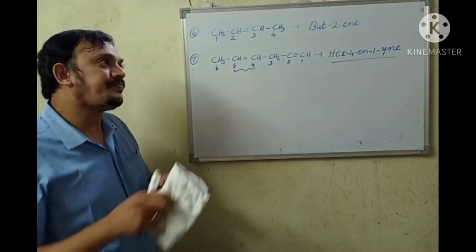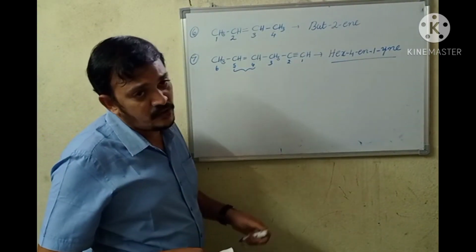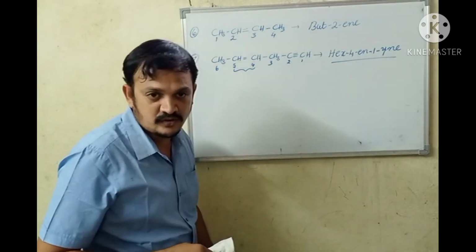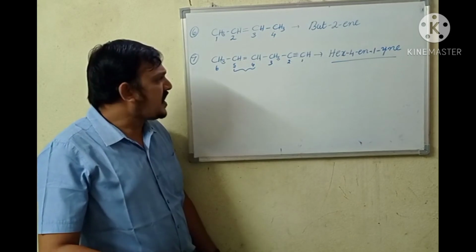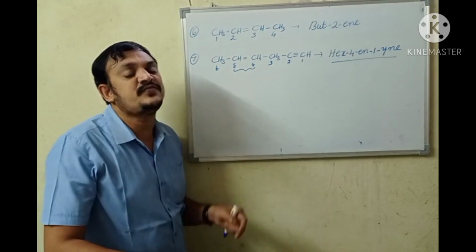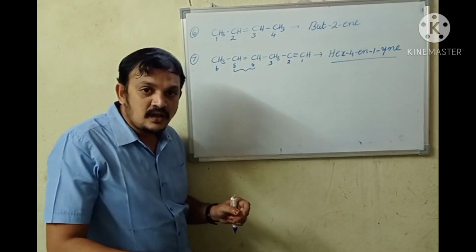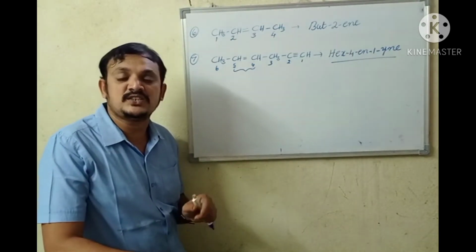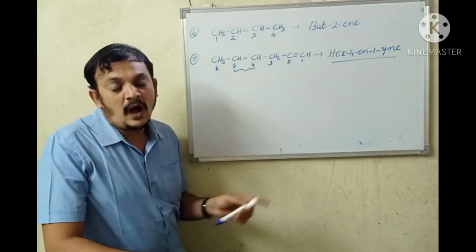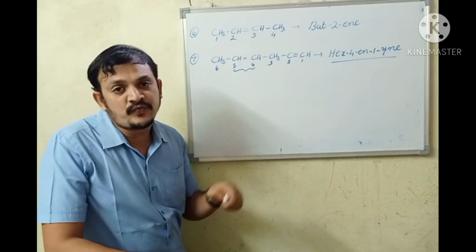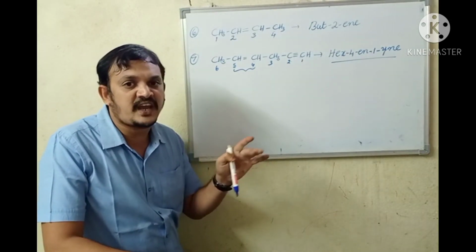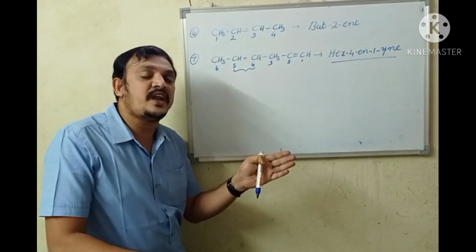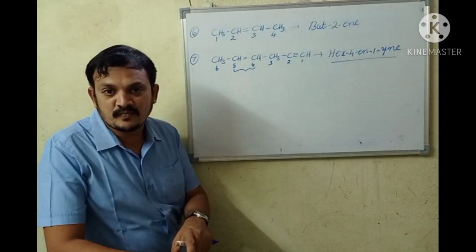Sir, if in case a compound contains 2 or more different functional groups, how do you have to number that? That's a simple doubt. If a compound contains 2 or more different functional groups, then one of them is to be considered as the principal functional group. Out of those functional groups, one is taken as the principal functional group, then all the remaining functional groups are treated as substituents.